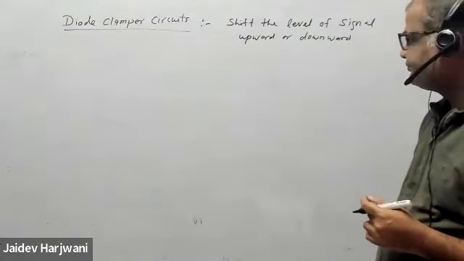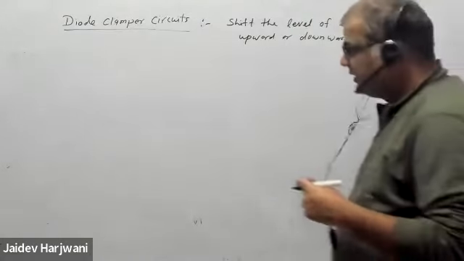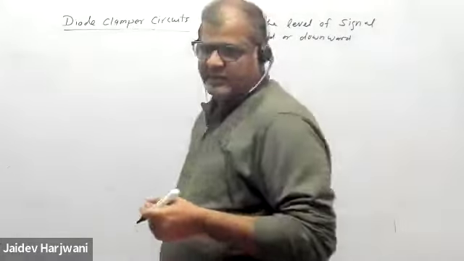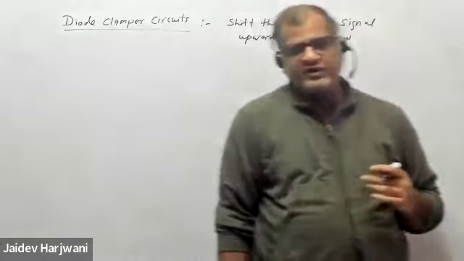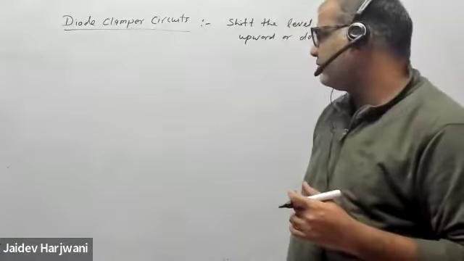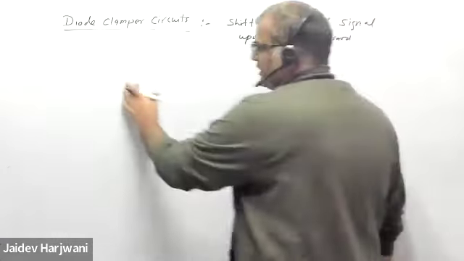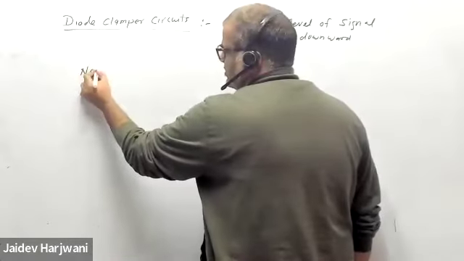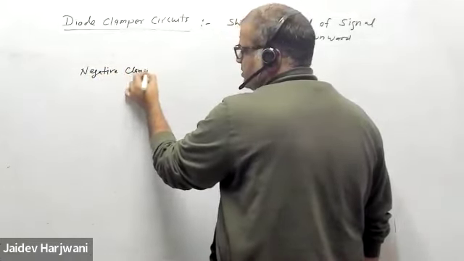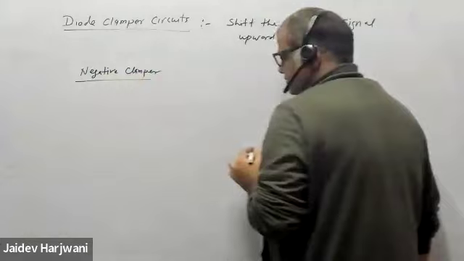So for example, there are downshift clampers and upward clampers. We'll call them negative clamper or positive clamper. So let us see the example of a negative clamper.